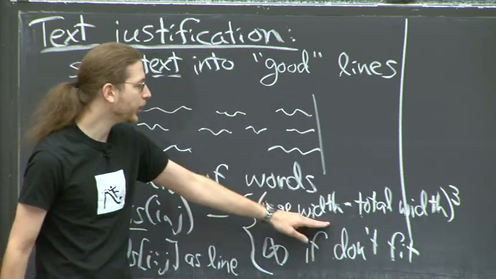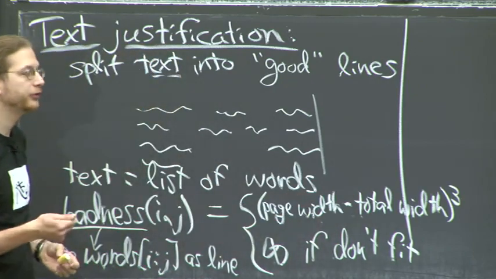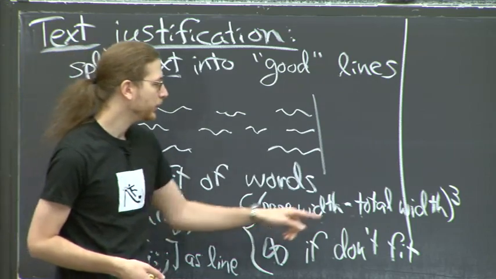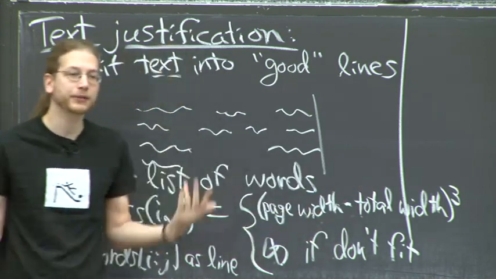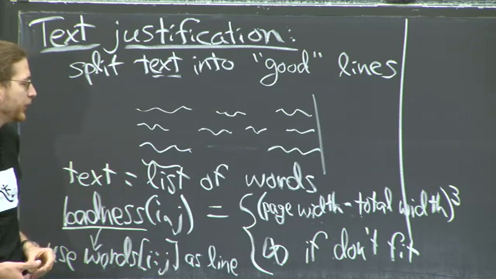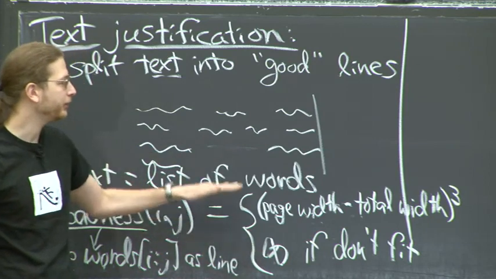And so when these are very close, then this is going to be close to 0. That's good. That means you use most of the line. When the total width is much smaller than the page width, then this will be a large value. You cube it, it will be even larger. So this will highly discourage big gaps like this. And it will very much discourage not fitting. So there's a trade-off, of course.